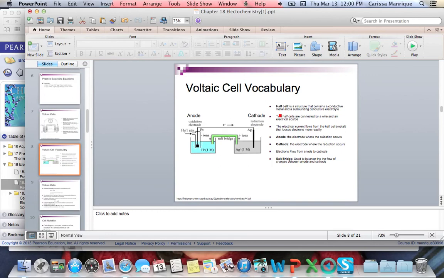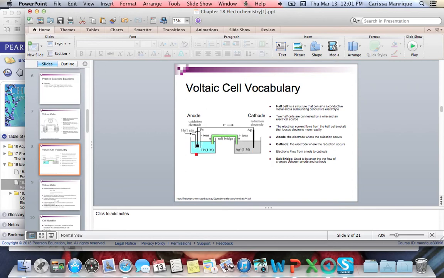You have your half cells, and those are your half reactions. Those are your anode and your cathode. You're connected by a wire, so you have a flow of electrons. Your anode is where the oxidation occurs. Remember, oxidation means you produce electrons. And your cathode is where the reduction occurs, which means you need electrons for the reaction to go.